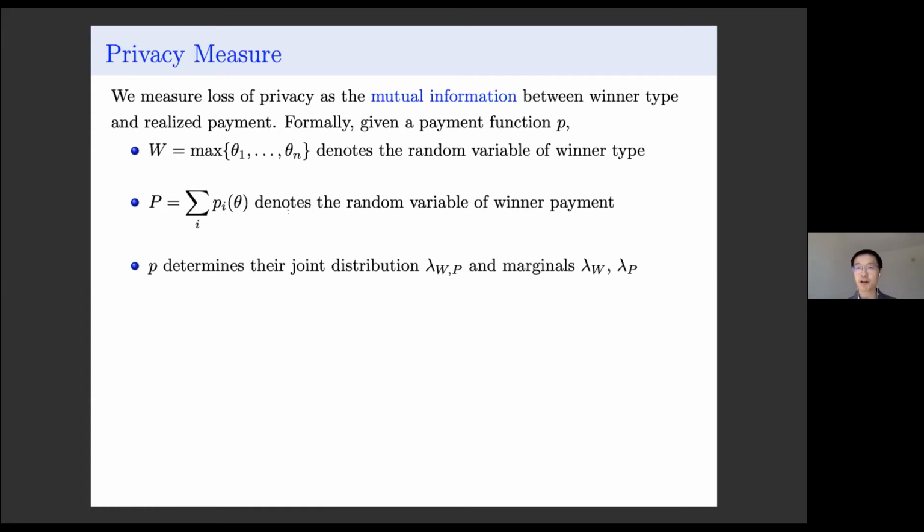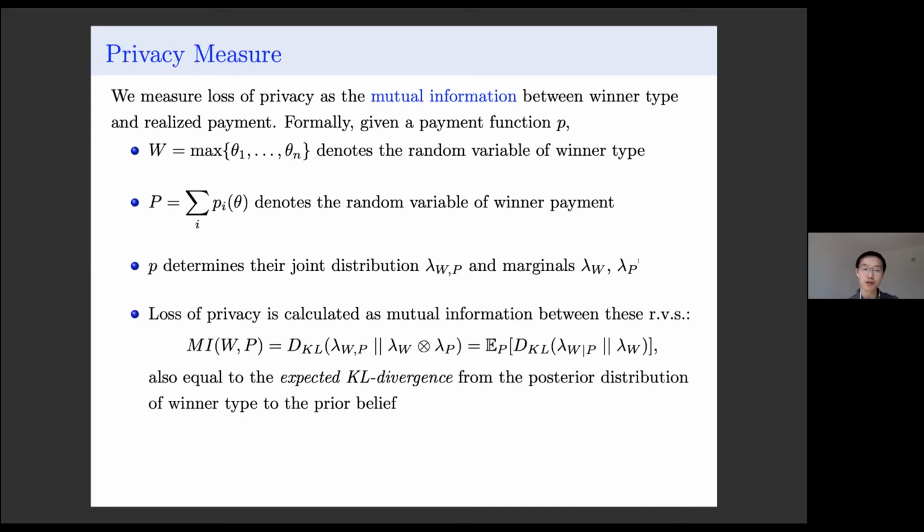So this stochastic payment function P that the auctioneer can design will determine the joint distribution between these 2 random variables, the winner type and the realized payments. I'm going to call this joint distribution lambda subscript WP. This joint distribution will also induce 2 marginal distributions, which are the distributions of the winner type alone, as well as the distribution of the payment alone. So with this notation, we're going to calculate the loss of privacy as the mutual information between the 2 random variables, capital W and capital P.